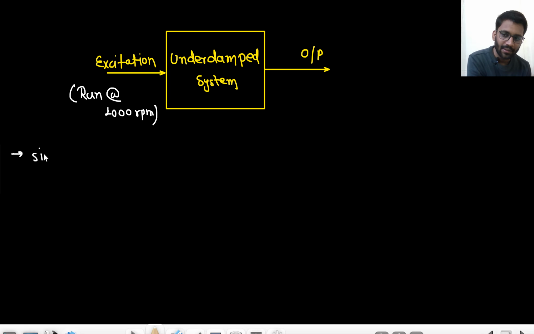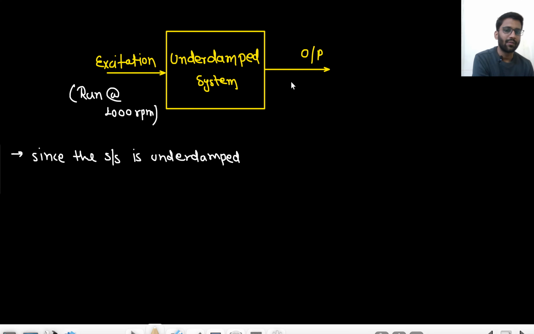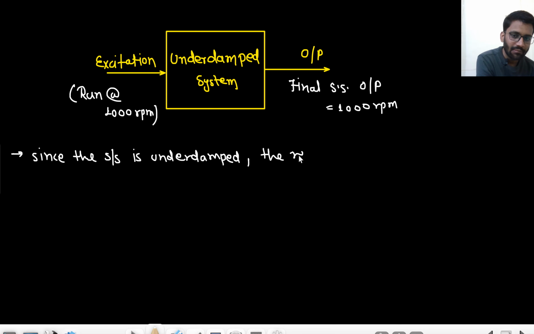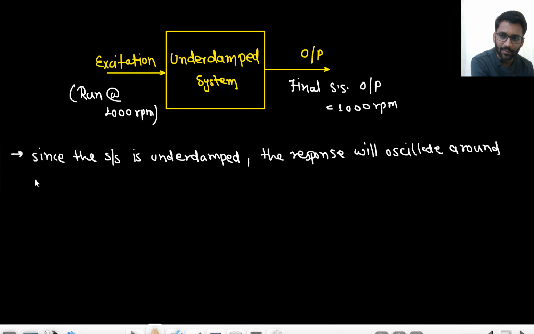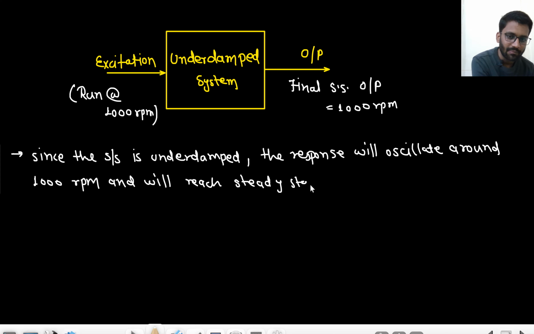So since the system is underdamped, what will be the final output? Final steady state output. What will be the final steady state output? That will be 1000 rpm only, right? Because you want your final output to be 1000 rpm. So since the system is underdamped, the response will oscillate around 1000 rpm and will reach steady state after some time, right?